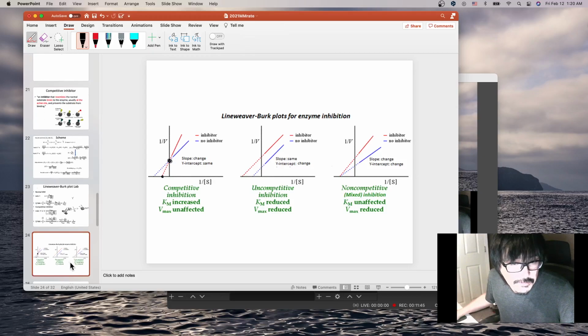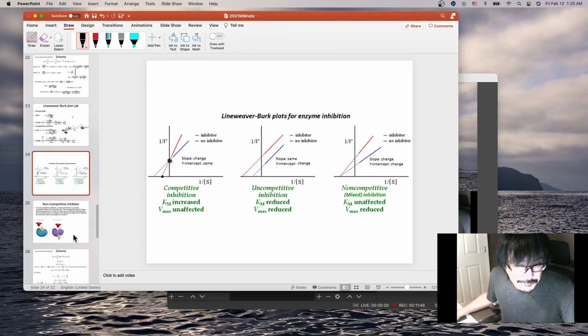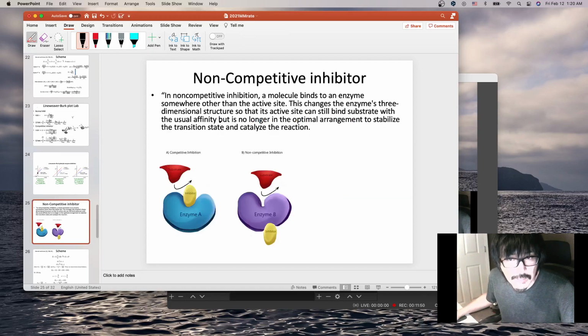I think that's probably good enough for this one. The non-competitive inhibitor is slightly more complicated, because non-competitive inhibitors attach to the enzyme in a different place. So it doesn't really block anything. It just attaches somewhere else so that it changes the form of the enzyme, and by changing the form of the enzyme, it doesn't react with the substrate anymore.